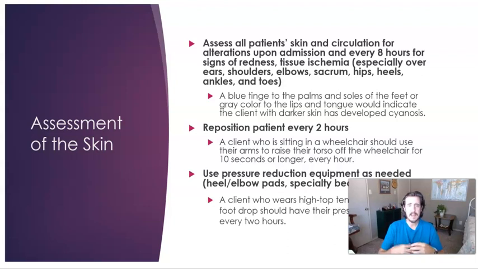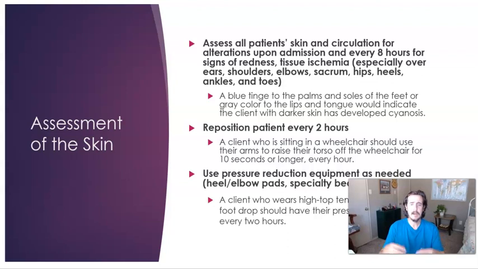So, every 8 hours at a minimum, we need to be looking for signs of redness, tissue ischemia, especially over anything that has a bony prominence: shoulders, sacrum, the scapula, hips, heels, ankles, toes, you name it. We have to be very aware of our patients' skin, because integumentary system skin breakdown can lead to increased length of stay and poor patient outcomes. So you need to really be aware of what it looks like when you're dealing with patients, right?